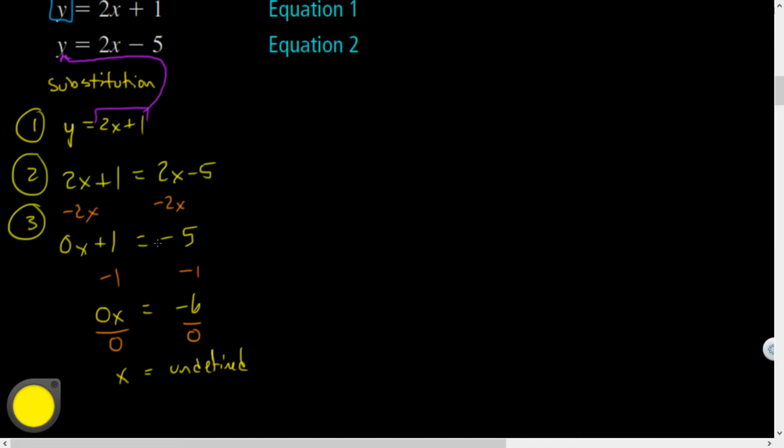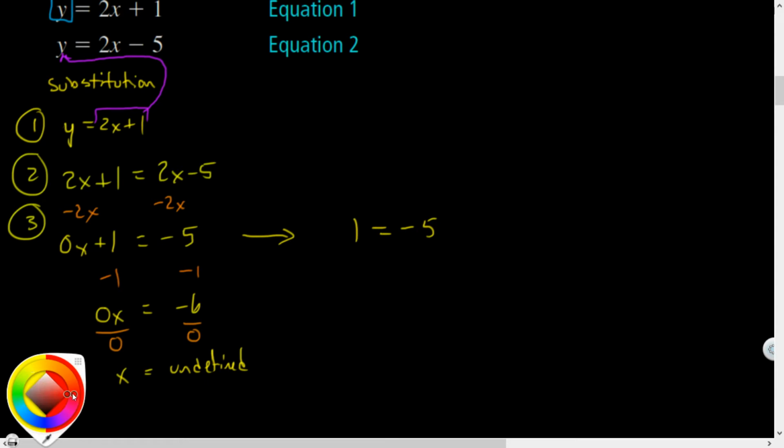But the way I had this turn out was I got 1 equals negative 5. Now this is a false statement, right? I hope you guys agree that 1 is not equal to negative 5. Okay. All right. Whew. I mean, if we're not there, then we've got to take some time in ACE to really review that.